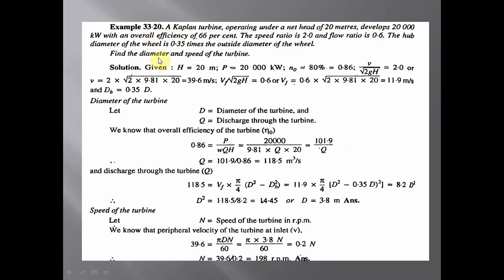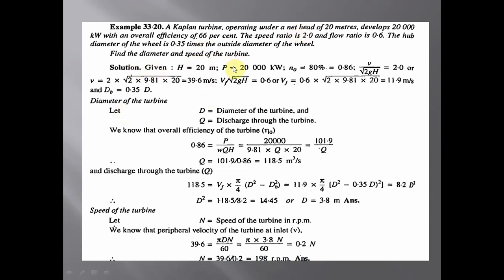Next one: a Kaplan turbine operating under an inlet head of 20 meters develops 20,000 kilowatts with an overall efficiency of 86%. The speed ratio is 2 and the flow ratio is 0.6. The hub diameter of the wheel is 0.35 times the outside diameter of the wheel. Find the diameter and the speed of the turbine.